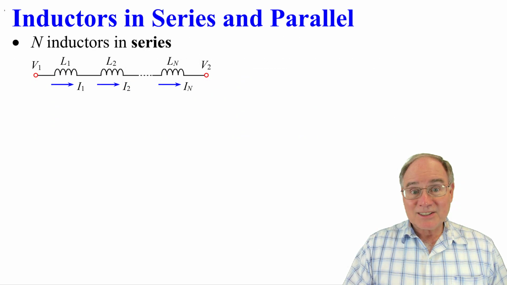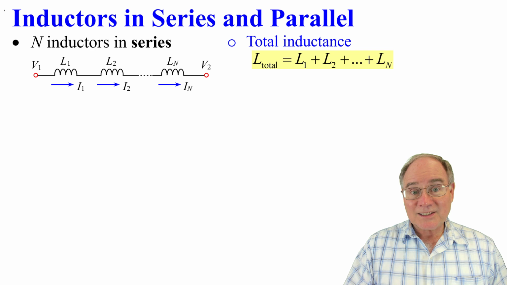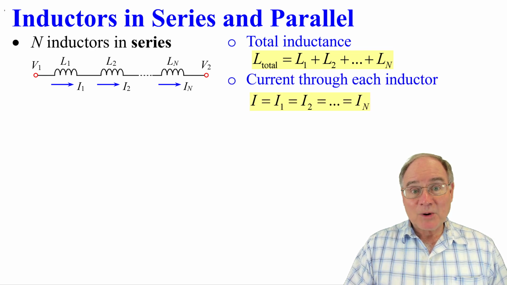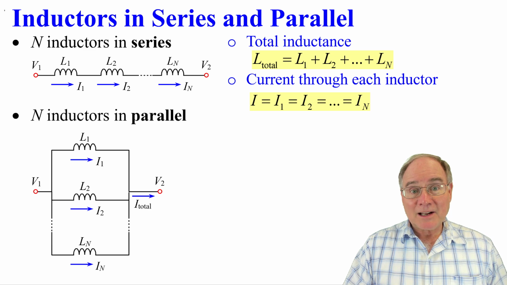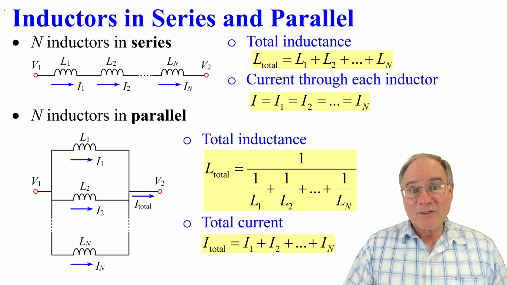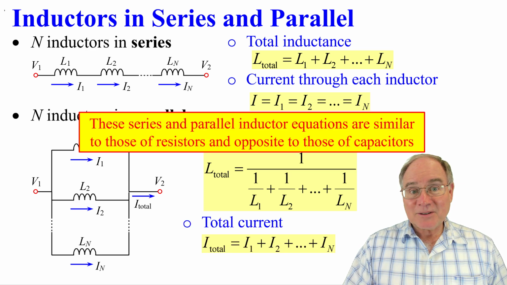For inductors in series, the total inductance is the sum of all the components, and the current is the same through each component. For inductors in parallel, the total inductance is obtained from that reciprocal relationship, and the total current is the sum of all the currents. These series and parallel inductor equations are similar to those of resistors and opposite to those of capacitors.